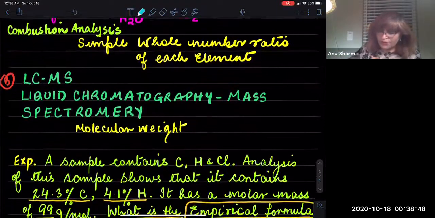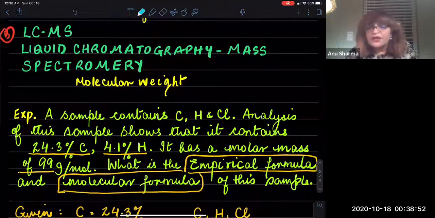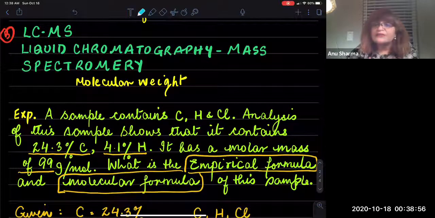Then what about the molar masses? How do you get the molar masses? Now in the industry, there is a machine that we use, which is called the LC mass spec. That LC mass spec is liquid chromatography mass spectrometry. It's an apparatus, a machine that gives you the molecular weight of the sample.